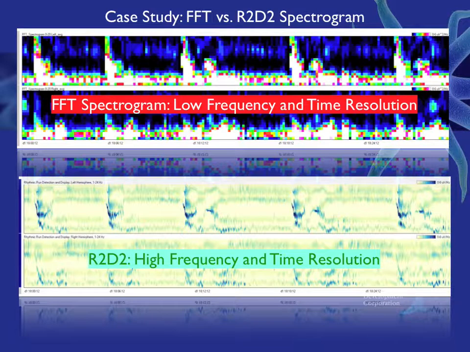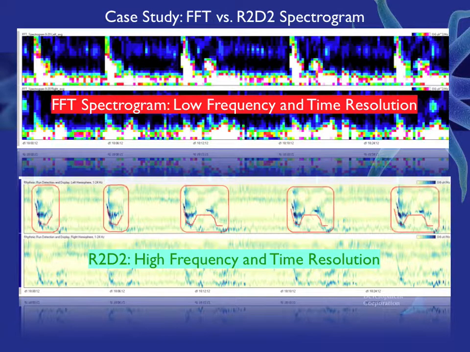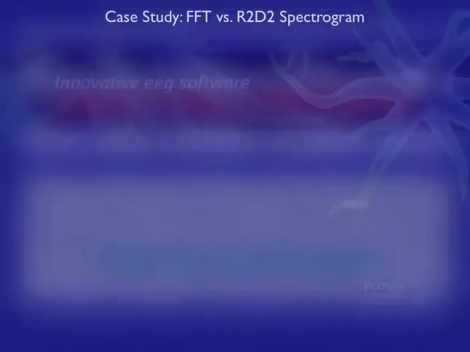Rhythmic run detection and display does not suffer the limitations of the FFT spectrogram. The high-resolution R2-D2 display shows only what is rhythmic or periodic in the EEG. Here, shape and duration indicate frequency evolution. Individual frequency components can be seen as horizontal bands in the trend as the seizures evolve. This detail is completely lost in the FFT spectrogram.